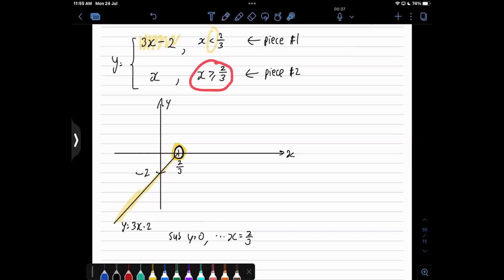So x more than or equal to 2 over 3, right? What does that mean? It means you start from 2 over 3, inclusive of 2 over 3, so have a solid circle. But this time you follow y equal to x. So this is 3x minus 2. Its gradient equals 3. Next, we're going to draw 1x, which is y equal to x.